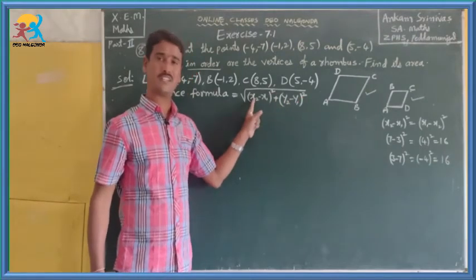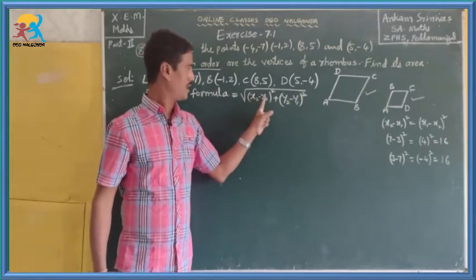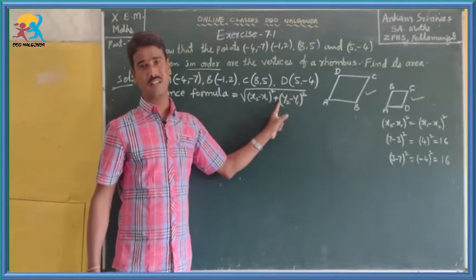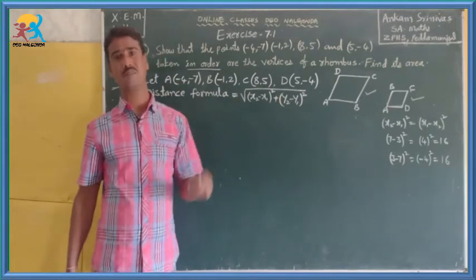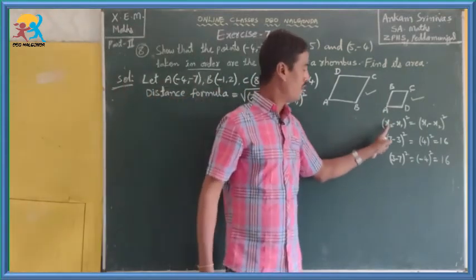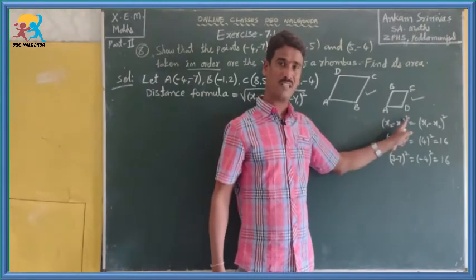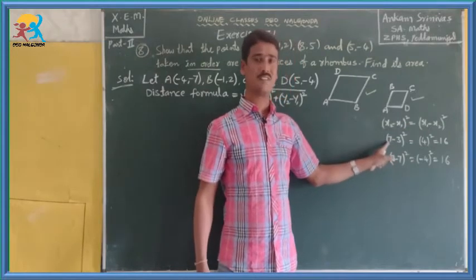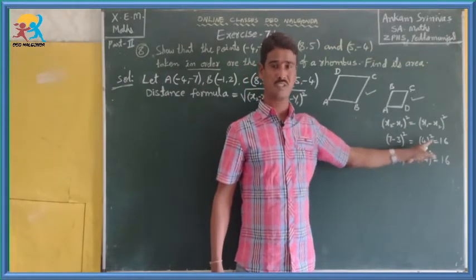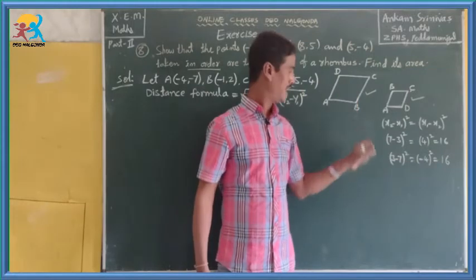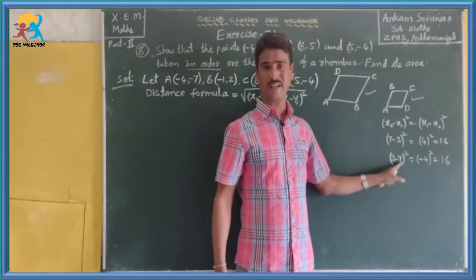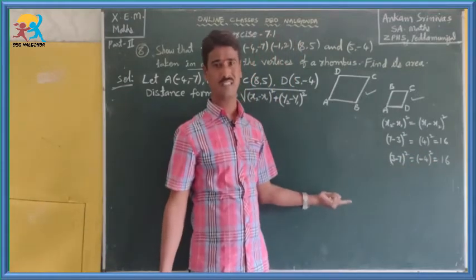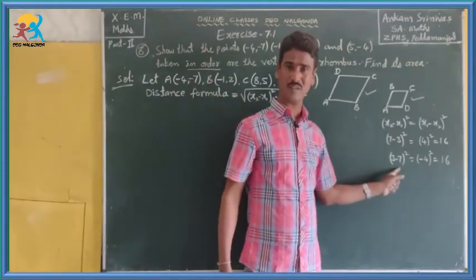whole square. In this case, x2 minus x1 or x1 minus x2, y2 minus y1 whole square or y1 minus y2 whole square, whatever you take, you will get the same answer. See children, x2 minus x1 whole square is equal to x1 minus x2 whole square. Let's take an example. 7 minus 3 whole square, how much? 4 square, 4 fours are 16. And here 3 minus 7, how much? Minus 4. Minus 4 whole square, minus 4 into minus 4 is plus 16. So both cases are equal.